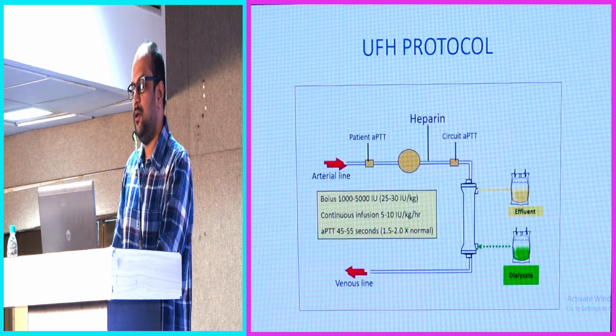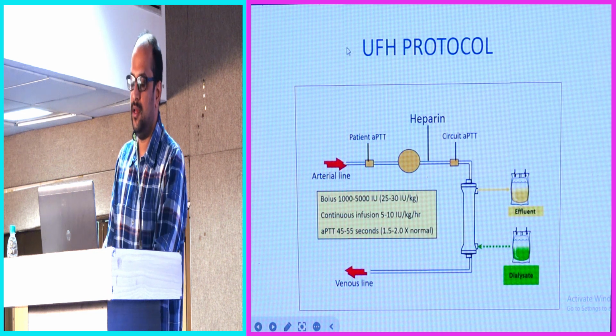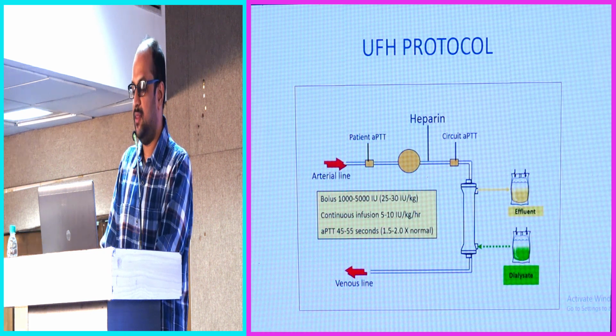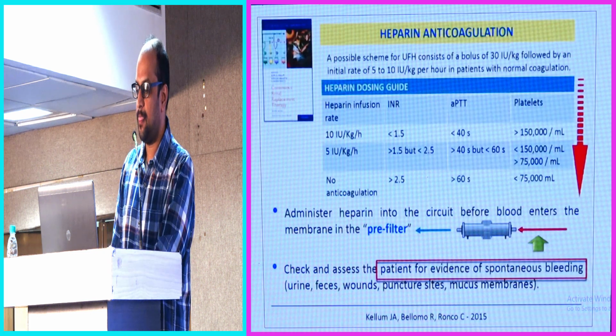So coming to the unfractionated heparin protocol, it is quite simple. Many of us know we give heparin before the filter, and we try to maintain the circulation without any clotting. As I said, if you give a low dose of heparin, it will be bound to all the endothelial cells. So we may need to give a bolus of heparin, and then a continuous infusion. We need to monitor APTT and try to keep it at 1.5 to 2 times the upper limit of normal for the time of treatment.